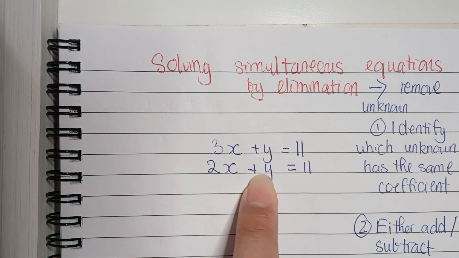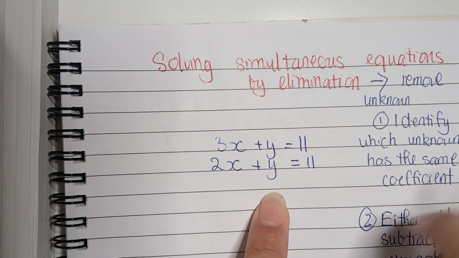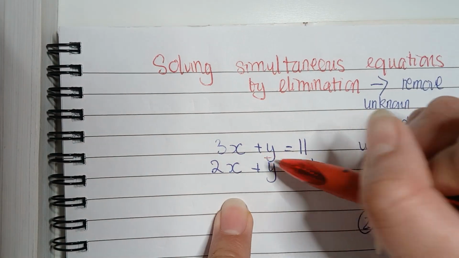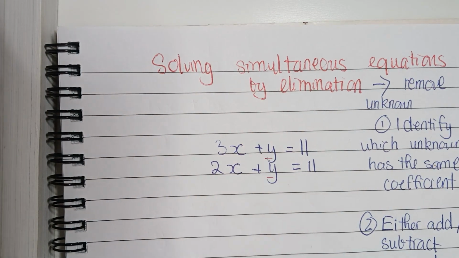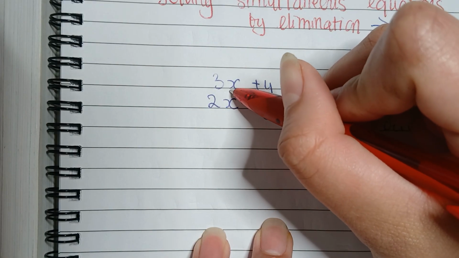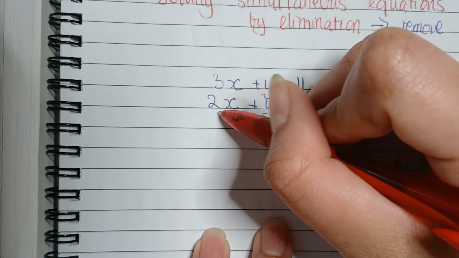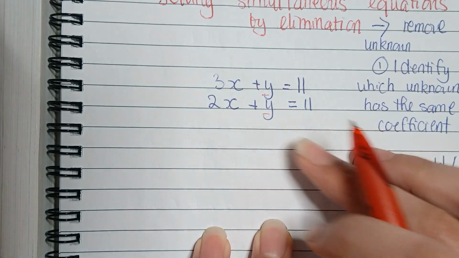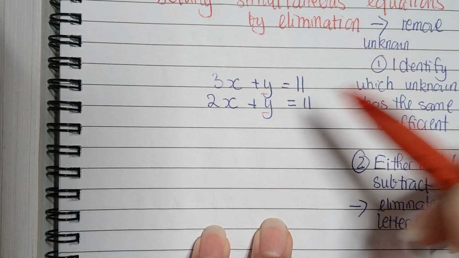So the first step is to identify which unknown has the same coefficient, right? So I can see that y here has the same coefficient, 1. Yeah? The coefficient is the number in front of the unknown value. So 3 is the coefficient of x, and 2 is the coefficient of x. So they don't have the same coefficient. However, y does have the same coefficient.